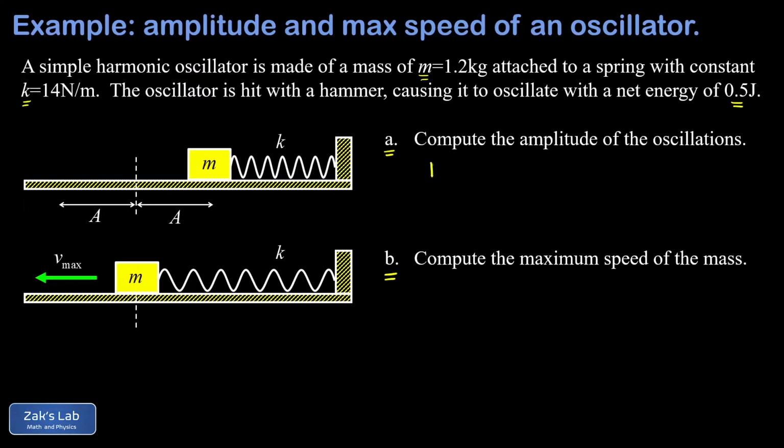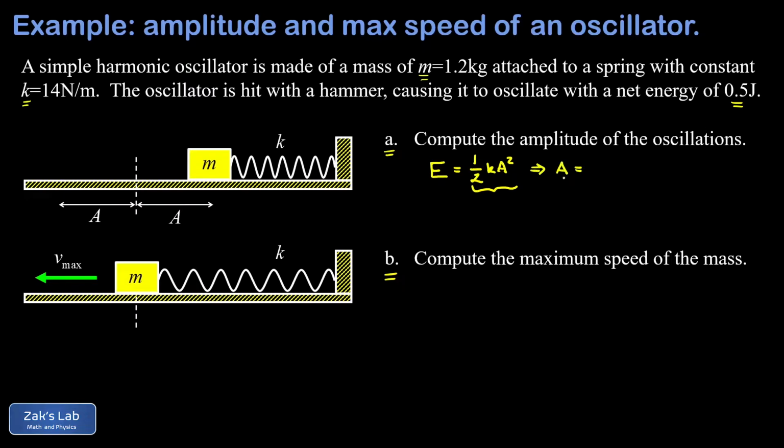In the first part, we can say the total energy in this oscillator, that's 0.5 joules, is completely wrapped up in the spring potential energy if the mass is located at its turning point where it's one amplitude from the equilibrium position. So E is equal to 1/2 K A squared. That's the spring potential energy if we use a displacement of one amplitude.